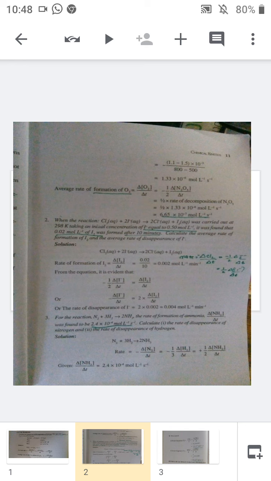And from that we can easily find out the rate of disappearance of I minus, that is minus 1 by 2 into delta I minus divided by delta T, that's equal to delta I2 divided by delta T. So the rate of disappearance of I minus is 2 into 0.002, that's equal to 0.004 mole liter inverse minute inverse.